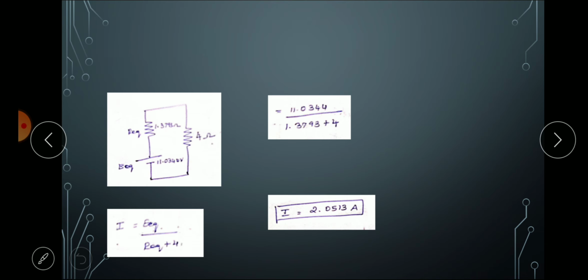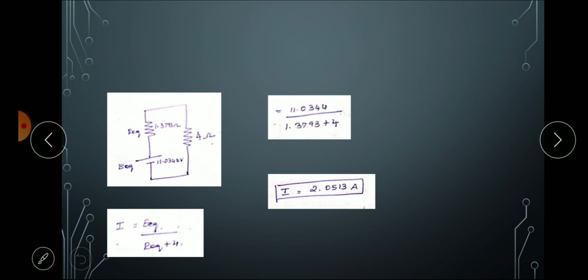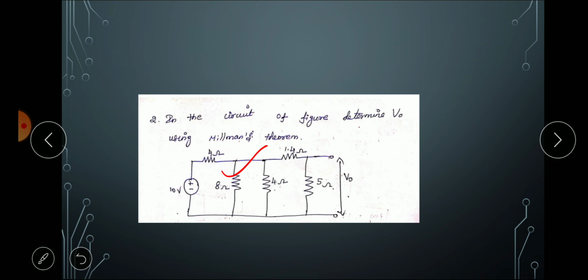Let I be the current through the 4 ohm resistance. By Ohm's law, we can write I is equal to E equivalent divided by (R equivalent plus 4). E equivalent is equal to 11.0344. R equivalent is equal to 1.3793. The answer is 2.0513 amps. So the current flowing through the 4 ohm resistance is 2.0513 amps.